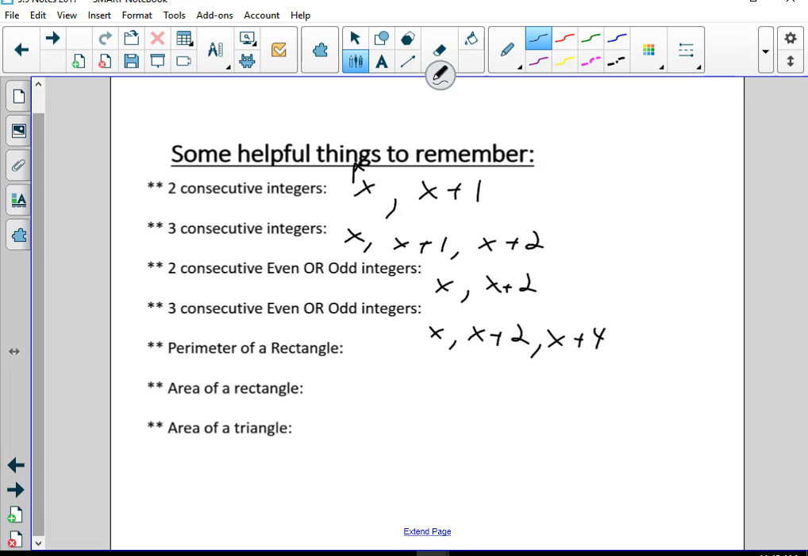Let's say 18. The next even number after that would be 20. 18 plus 2 is 20. The next number after that would be 22. 18 plus 4 is 22.